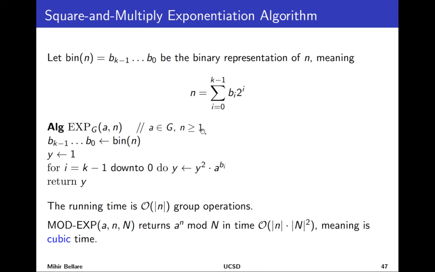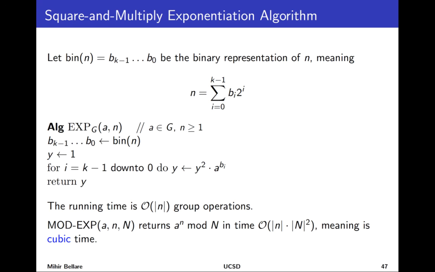For simplicity, non-negative, but it's easy enough to adapt this to negative because we can use the inverse group operation first. Expand the exponent, get its binary representation, and then as before we do our y's through a loop. We start with the most significant bit and go down. Every step you square what you had before, multiply by a, the same a as here, to the power the current bit in the binary expansion. And unraveling what we had before, this is going to work.